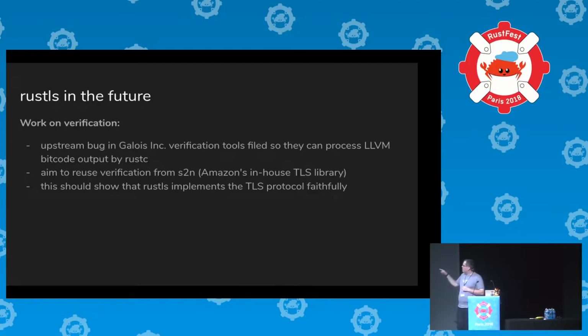This has been done, so I'm planning to reuse some of the work from S2N, which is Amazon's in-house, well, not proprietary, it's open source, TLS library. They've done this verification on their implementation, and it's quite simple, but it's a start. Once that is going, then it should be possible to write automated verifications for things like replacing the code review step in the previous slide. Just make sure that this function produces this type, and then let the compiler deal with all the rest of it.